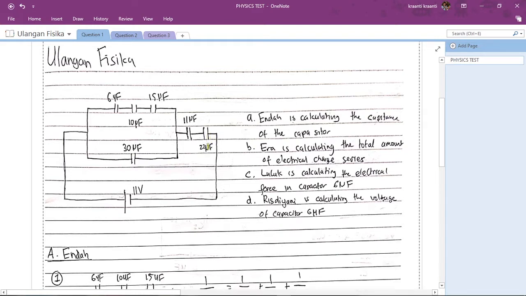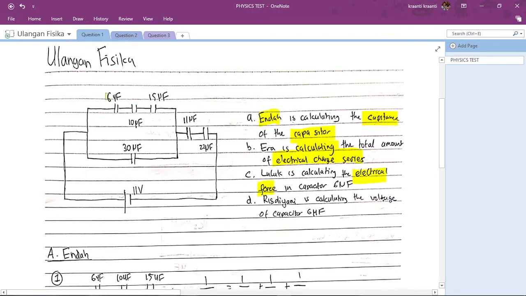The first question is this one. Pak Gale is giving their students this capacitor series, where there are 4 students who each have their own role. The first one is Enda. Enda is calculating the capacitance of the capacitor. Era is calculating the total amount of electrical charge of the series, and Lulu is calculating the electrical force of the capacitor.